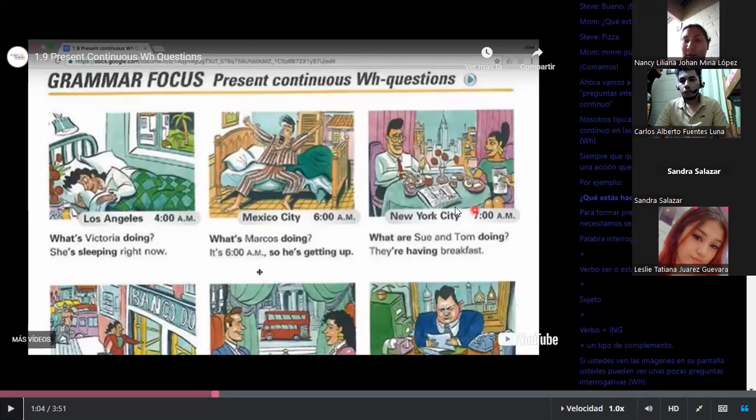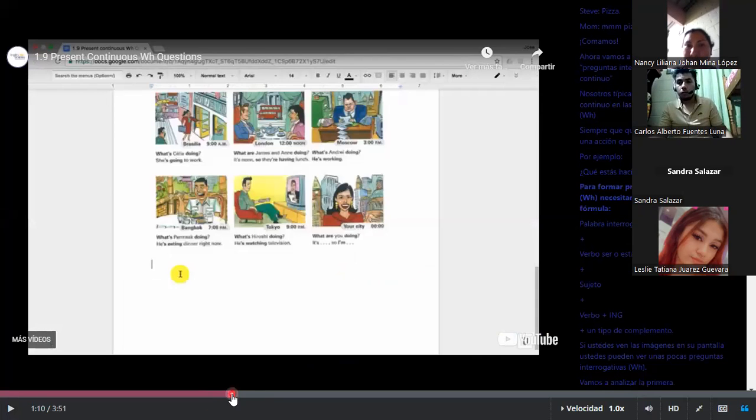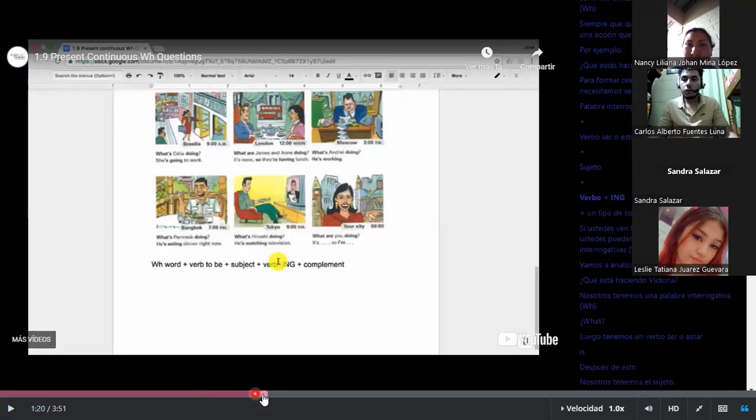Muy bien. A ver, Nancy, acá, New York City, 7 a.m. What are Sue and Tom doing? They're having breakfast. Muy bien. Vamos a ver si se puede ver. Esta es un poco más cerca, creo que no.